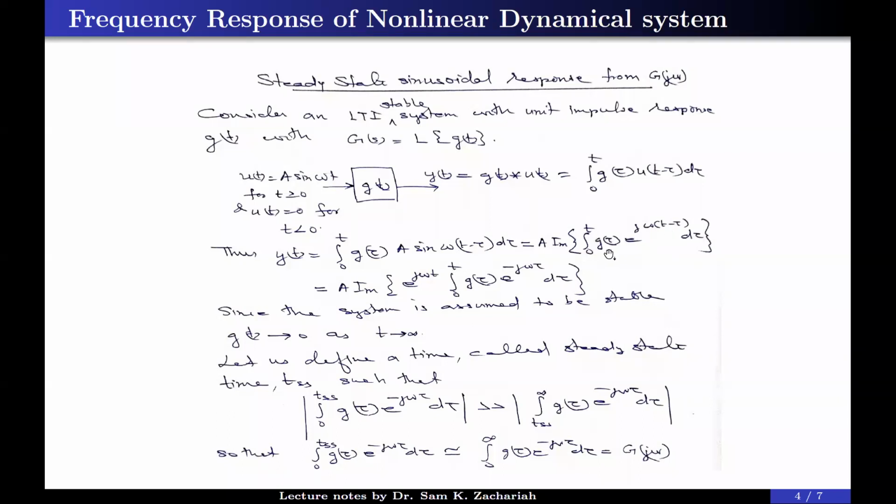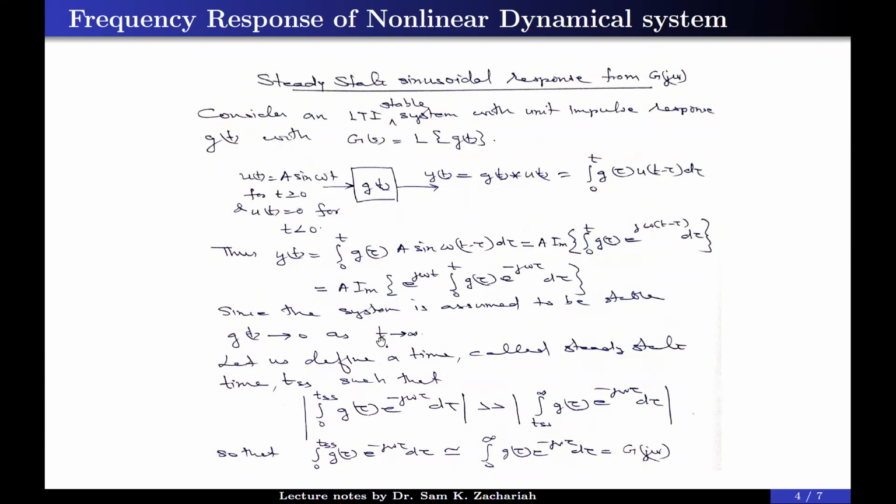Now other things are real, g(tau) is real, so I can take the imaginary part outside the total integral itself. Even if you take the imaginary part inside, g(tau) will stay as it is, and the imaginary effect will come only from this particular exponent part. Thus we can have a compact expression for y(t) as A times the imaginary part of e raised to j omega t times the integral from 0 to t of g(tau) e raised to minus j omega tau d tau.